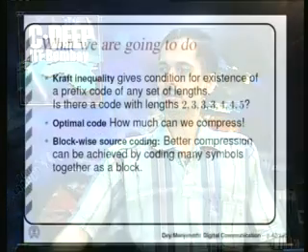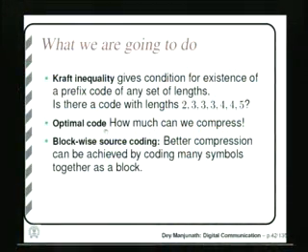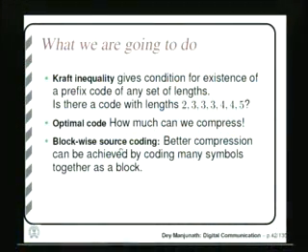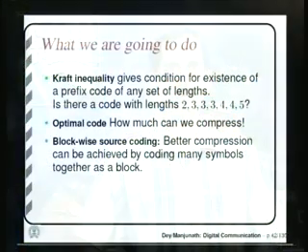So it will give us a necessary and sufficient condition. By checking if the lengths satisfy Kraft inequality, you can say whether such a prefix code exists or not. Then we will talk about optimal codes, which will answer the question of how much we can compress for any random variable. Then we will discuss block-wise source coding. There we will see that instead of coding every symbol individually, we can code several symbols together as a block, and that way we can achieve better compression.